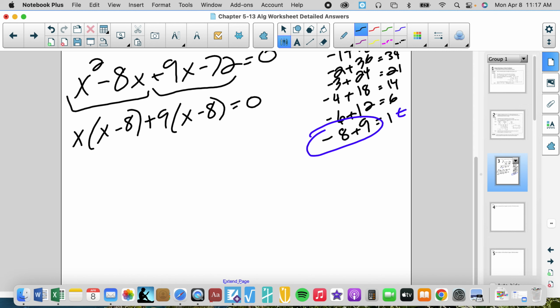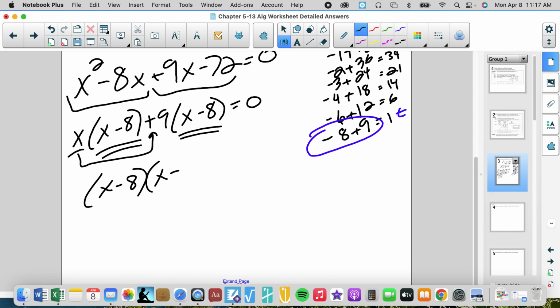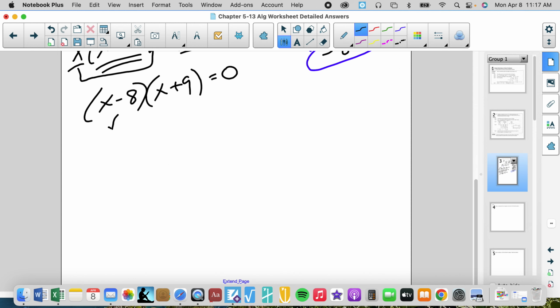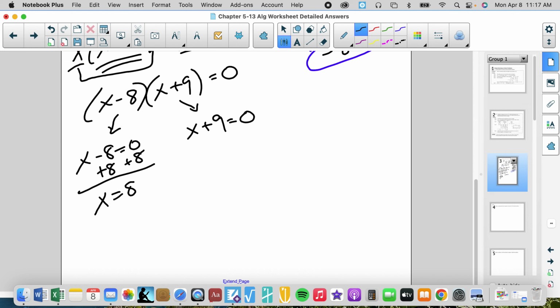And we know we did it right because that is the same binomial. We'll factor out that binomial, and that leaves me with x plus 9. Now we have the product of two numbers that equals 0, so one of these must be 0. So what value of x when subtracted from 8 equals 0? And what value for x added to 9 equals 0? So we'll add 8, and we will subtract 9. Now we have two solutions.